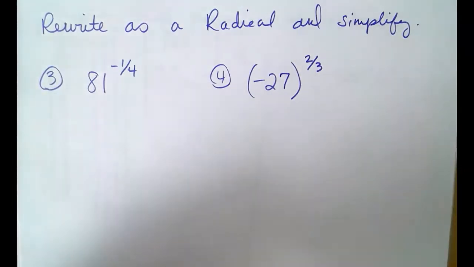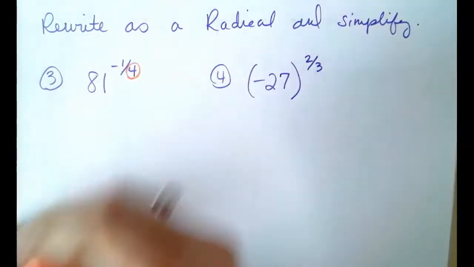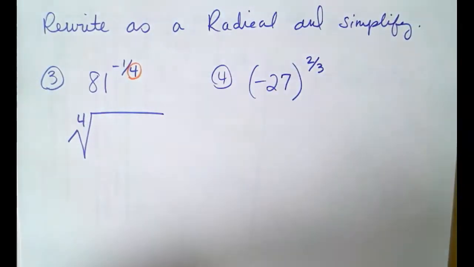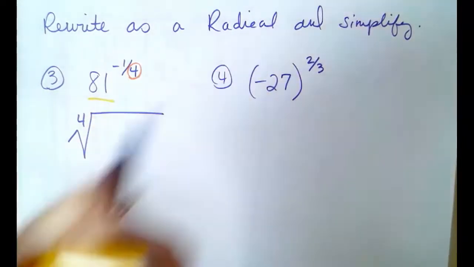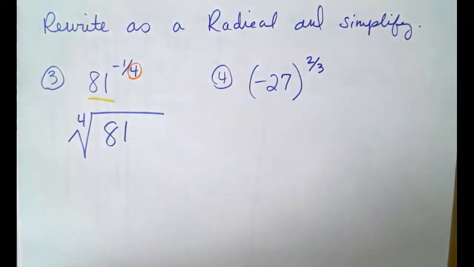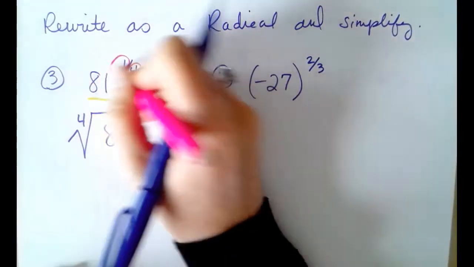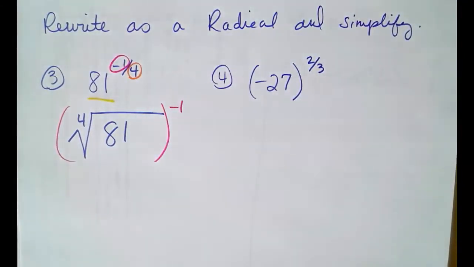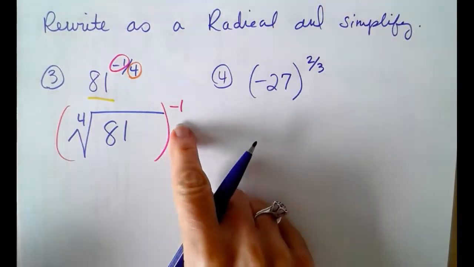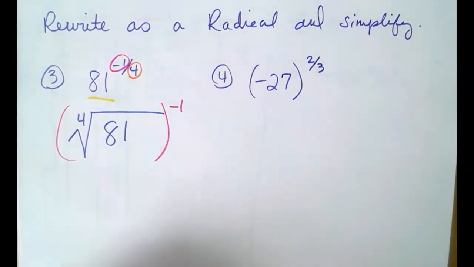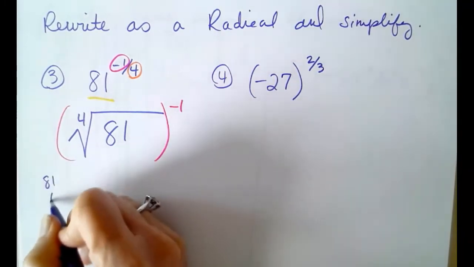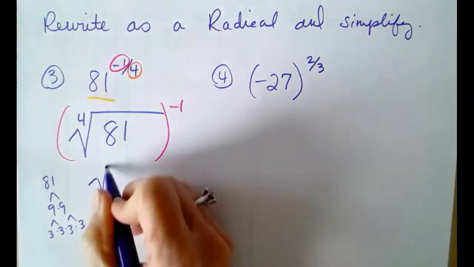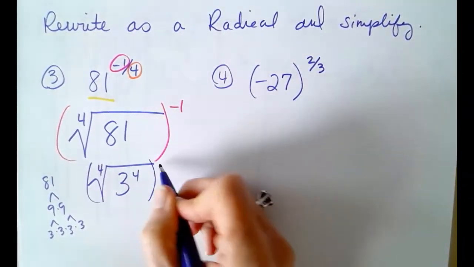So first of all, let's be reminded that the denominator of the fractional exponent will be the index of the radical. The radicand is going to be 81. It stays the same. And then, of course, we have all of it being raised to the negative 1 power. That numerator becomes the exponent. So from here, let's find the 4th root of 81. Hopefully by now you can visualize that 81 is 9 times 9, which is 3 times 3 times 3 times 3. So 81 is 3 to the 4th power.